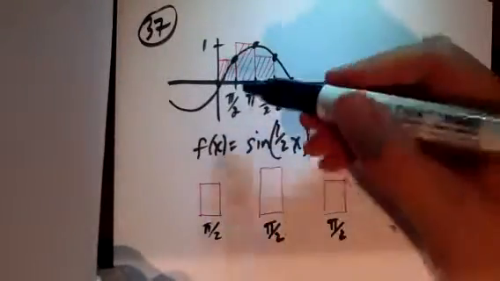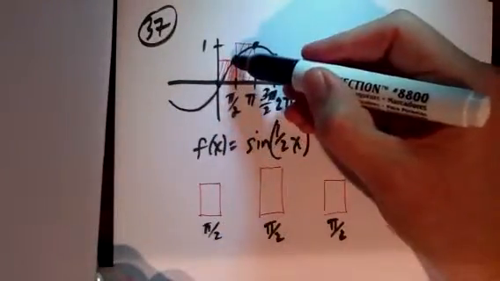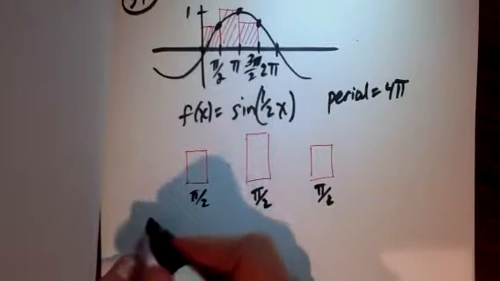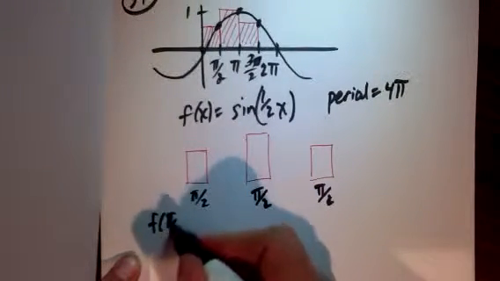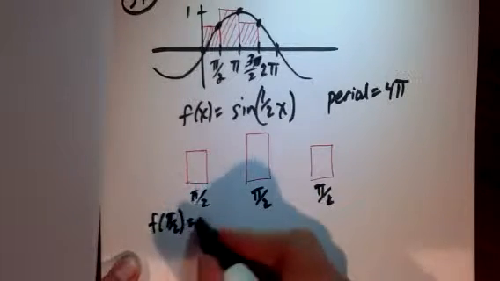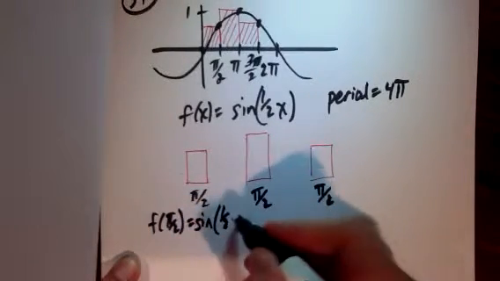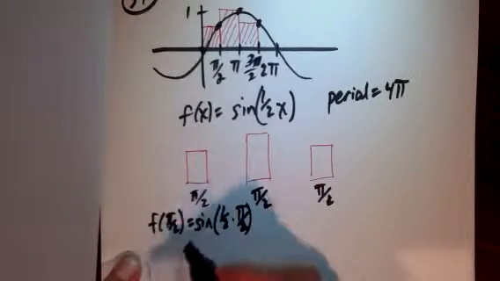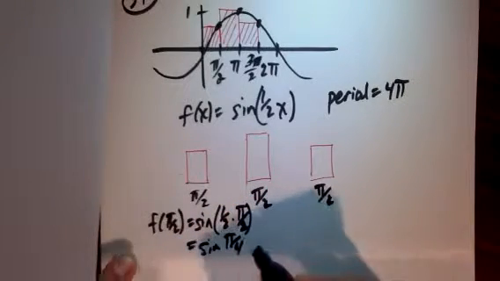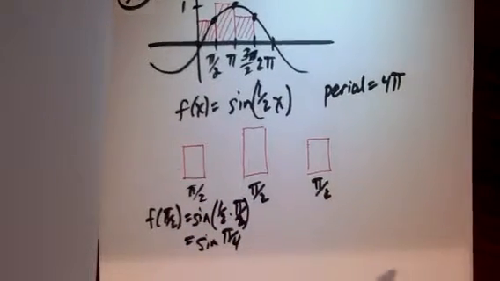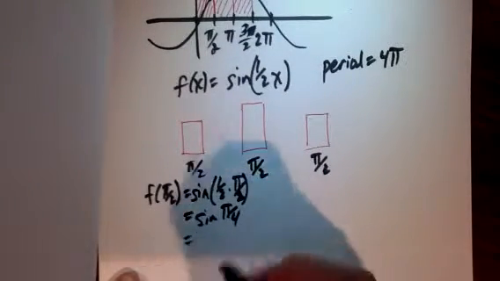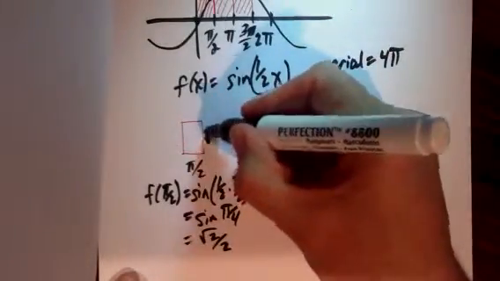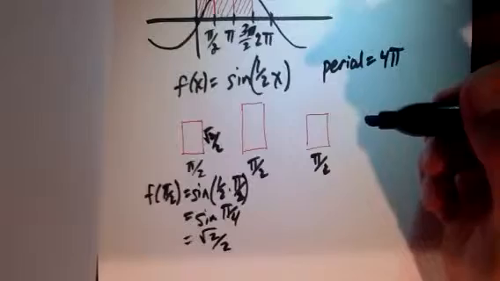So the first one, in order to determine that height, you need to evaluate the function at pi over 2. So what is f of pi over 2? That's equal to the sine of 1/2 of pi over 2. The sine of half of pi over 2 is really the sine of pi over 4. You may think of that also as the sine of 45 degrees, which is equal to root 2 over 2. So that is the height of that rectangle, root 2 over 2.